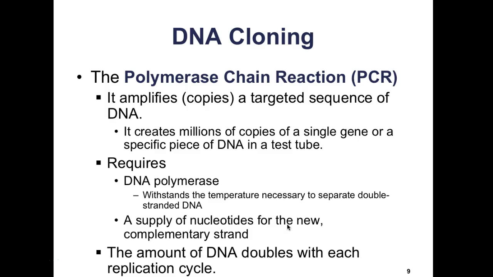This was introduced into science by the American biochemist Kary Mullis in 1983. He did end up receiving a Nobel Prize for it later on. But if you look there, basically what is required for PCR is DNA polymerase. Now you know what that enzyme does. It withstands the temperature necessary to separate double-stranded DNA, and there is a supply of nucleotides for the new complementary strand. The amount of DNA doubles with each replication cycle.